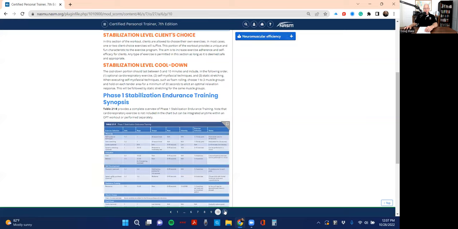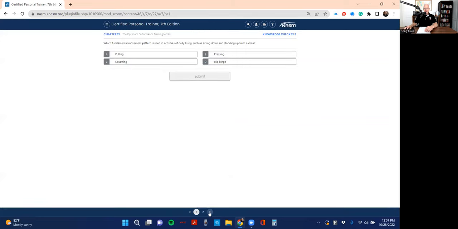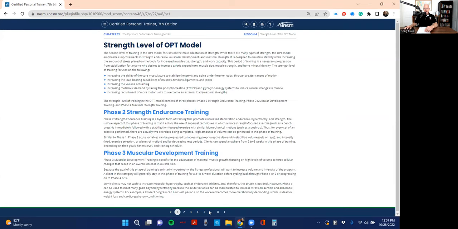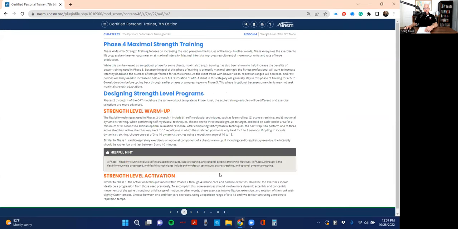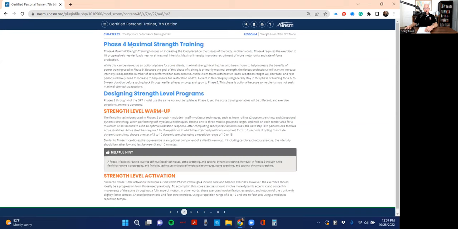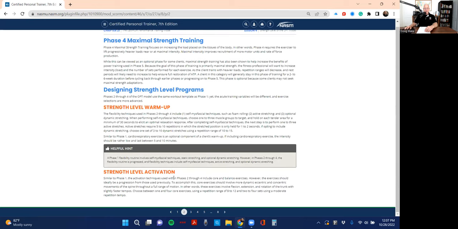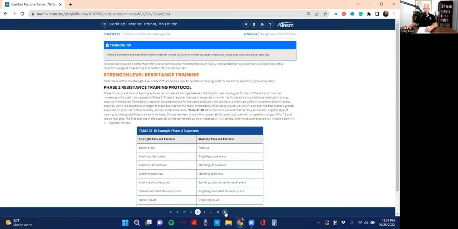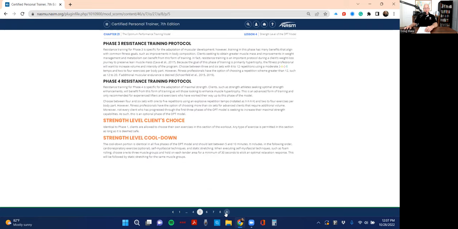And I'm going to get out of here. And let's move forward, and if you have the digital book, you know what I'm doing right now, making it through. And so if we look at the different phases: phase 2, strength endurance, phase 3, muscular development, phase 4 is maximal strength training. Okay. If you look at the charts, okay. And that's what we're going to do. We're going to look at the charts.